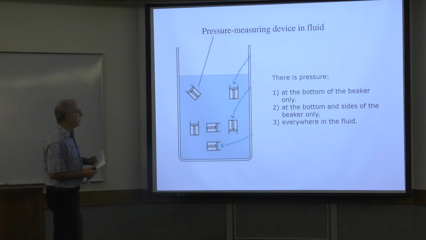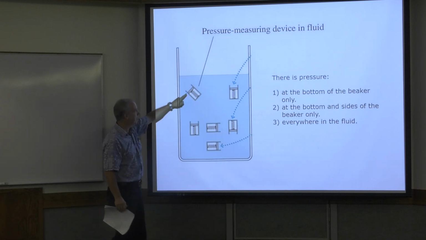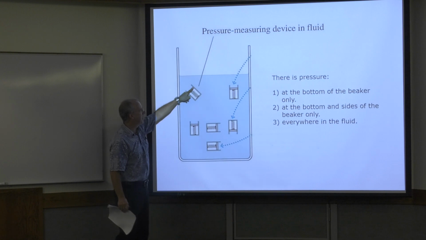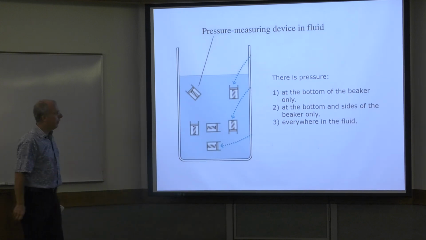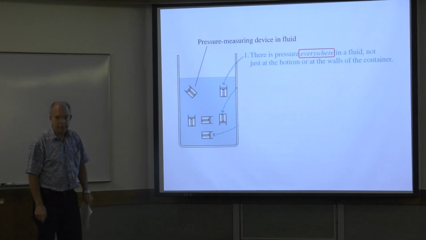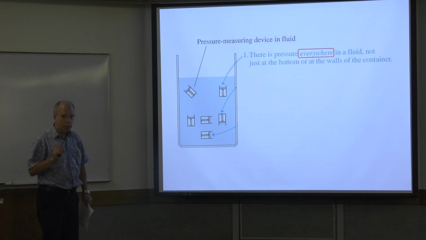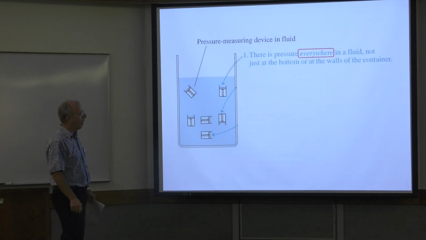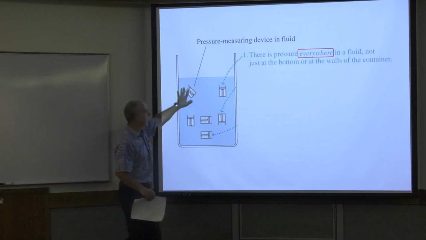All right, so here's these little pressure measuring devices. So this is just a spring, right? And this is a movable piston. And so if there's a lot of pressure here, it'll compress the spring. Okay, so the question is, there is pressure everywhere. Okay, there's pressure everywhere in a fluid, in a liquid and in a gas, not just at the bottom or at the walls of the container. There's pressure everywhere.